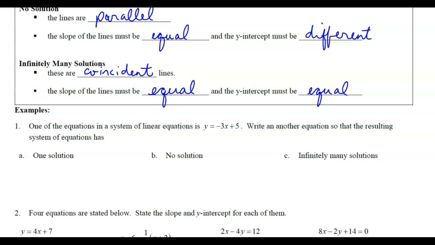Take a look here. Question 1, one of the equations in a system is y equals negative 3x plus 5.